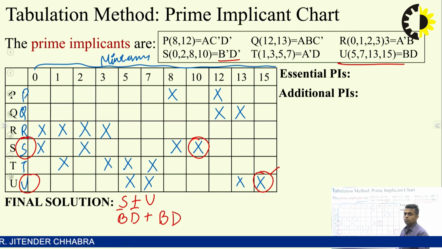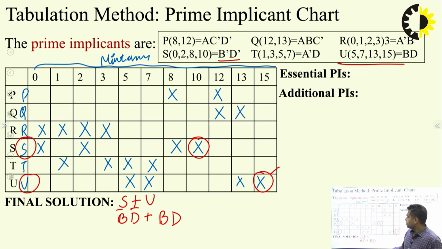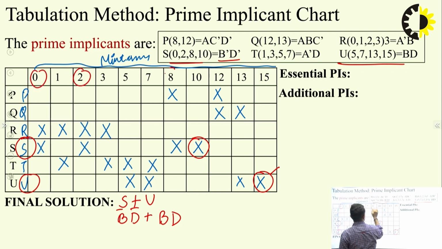So these two prime implicants will definitely be part of my answer, but I am not sure that these are the only terms. I cannot say that P, Q, R and T will not be part of my answer. I need to check. Why? Because all these groups should cover all the minterms which were provided to us. S is covering 0, 2, 8, 10.